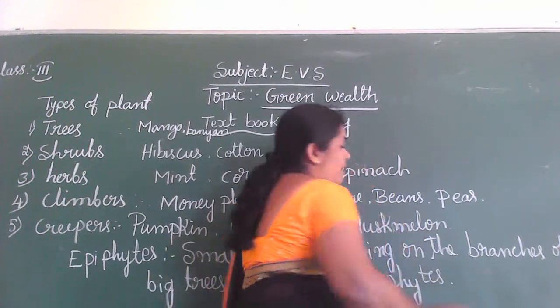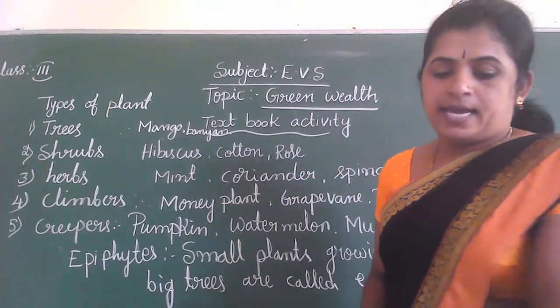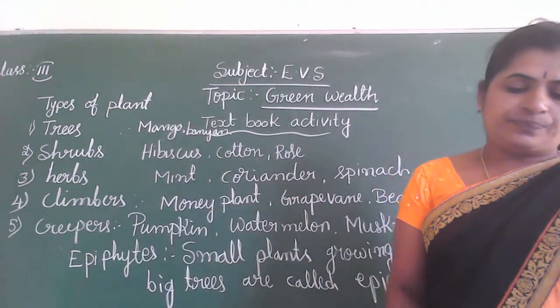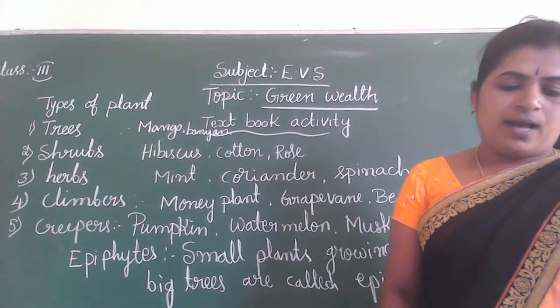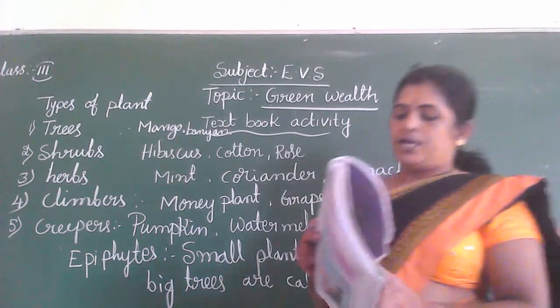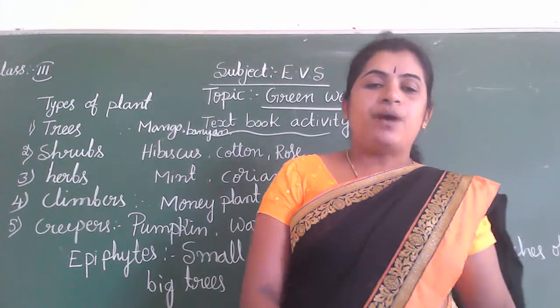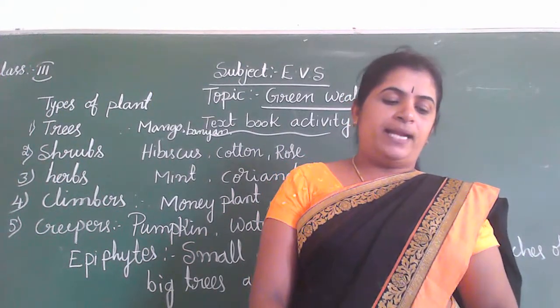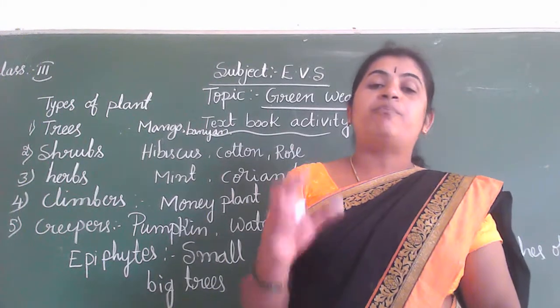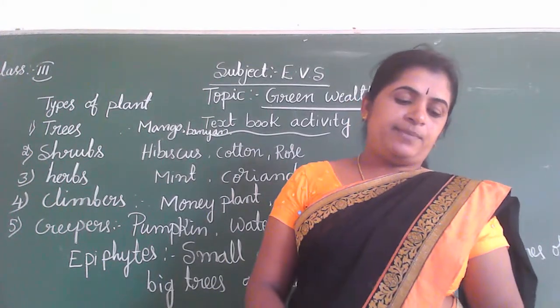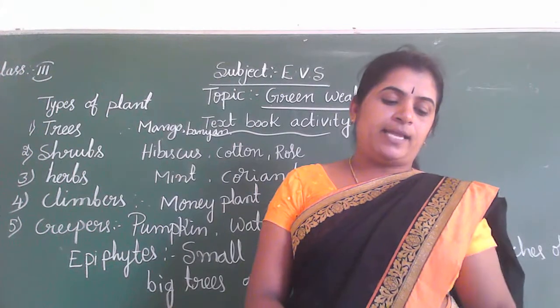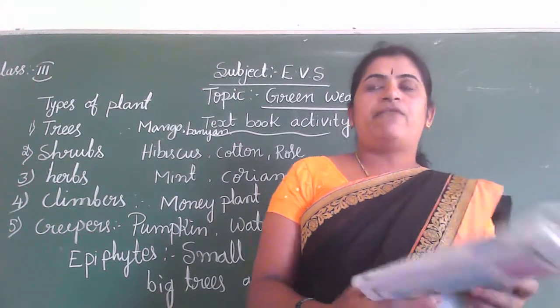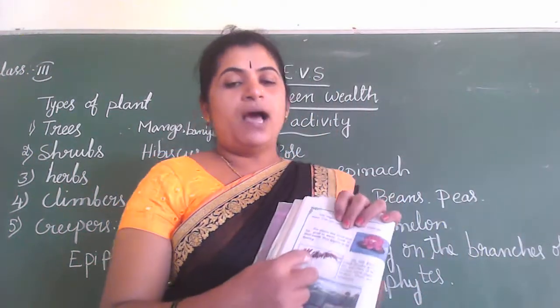Epiphytes. In Kannada, adisasya. See your textbook, page number 17. Do you know about small plants growing on the branches of big trees? Observe these plants in your locality. These are called epiphytes. This is known as the epiphytes.